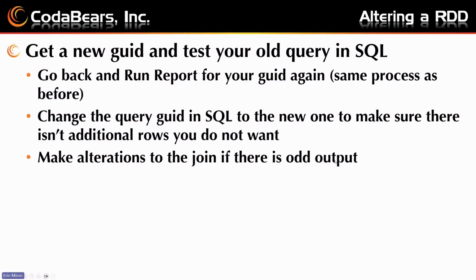Also, if there's any odd output, you may have to make alterations to the join. Perhaps you didn't put enough criteria. Maybe there needs to be three join fields, four join fields. I don't know. There may be duplications in your output. So just make sure that output looks good, as long as you're not on Epicor Cloud, because you can't do that.